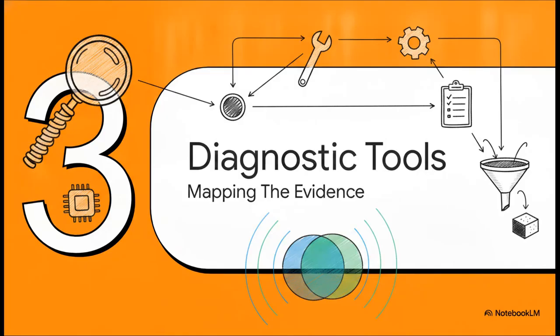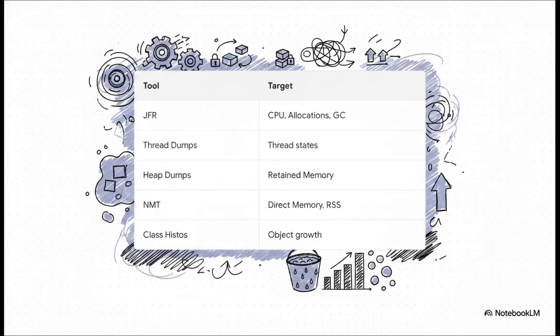Moving right along to Section 3, mapping your diagnostic tools. Think of this next part as your ultimate cheat sheet. You've got to map the incredibly powerful tools the JDK gives us to the specific symptoms you just captured. Notice how we align the tool directly to the forensic target. We use the JDK Flight Recorder for CPU hotspots, allocations, garbage collection, and locks. Thread dumps are specifically for thread states and deadlocks. Heap dumps, strictly for retained memory. Native memory tracking for direct memory or RSS leaks. And finally, class histograms give us a super fast look at object population growth.